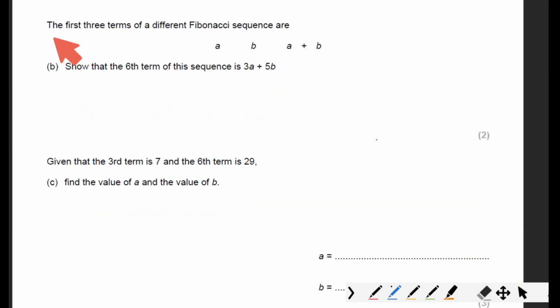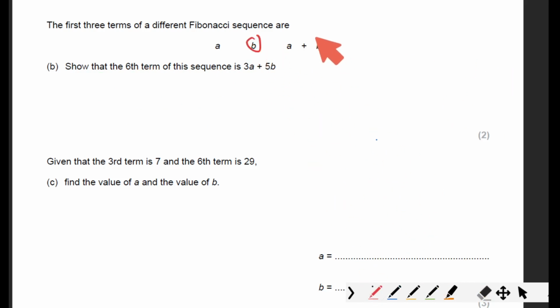Here are the first 3 terms of a different Fibonacci sequence. Remember, in a Fibonacci sequence, you're adding the previous 2 to get the next one. So clearly, how they got this one here is a plus b. Show that the 6th term of the sequence is 3a plus 5b. So I need to carry on with this sequence.